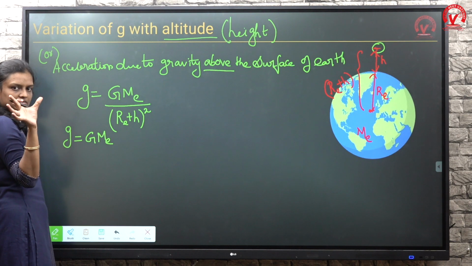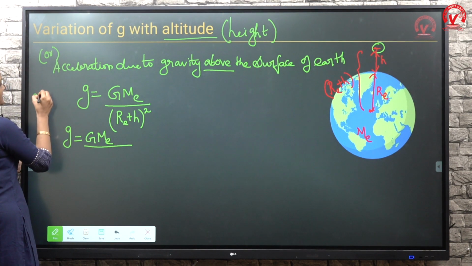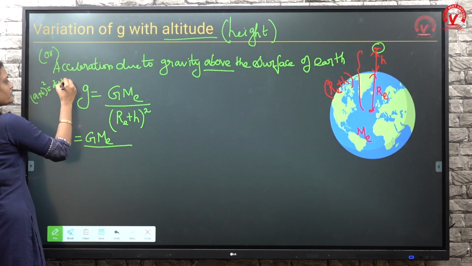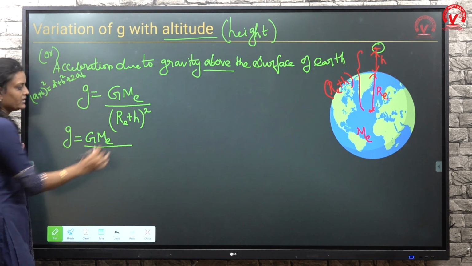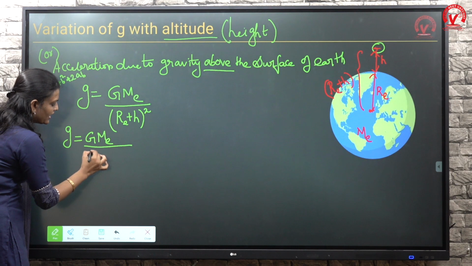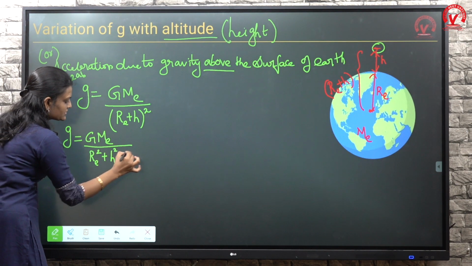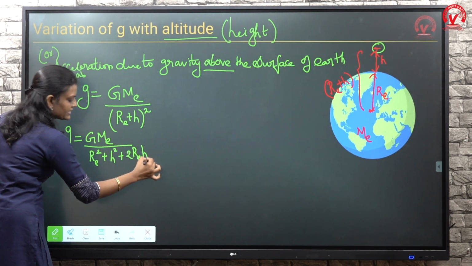So we want to expand this expression. A plus B the whole square is equal to A square plus B square plus 2AB. Now I am going to expand this: Re square plus h square plus 2 Re h, where A is Re and B is h.